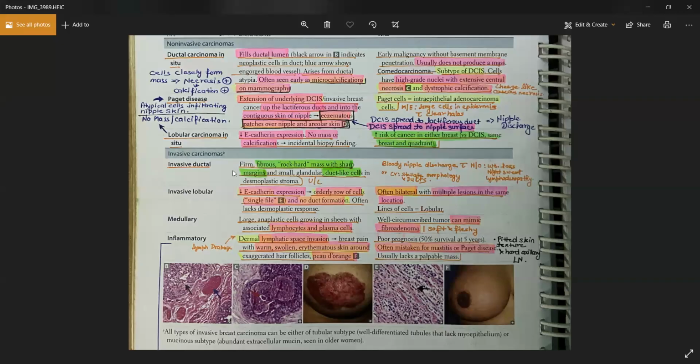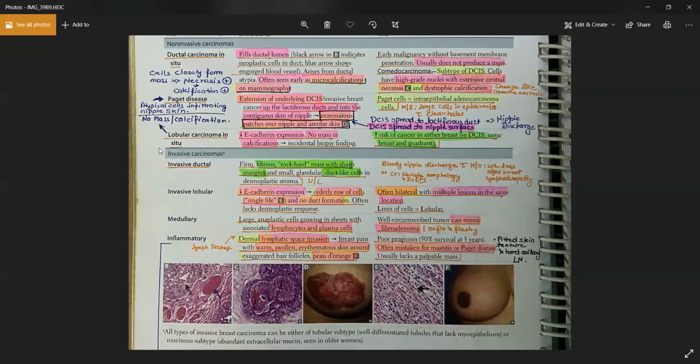Okay, so first you have the invasive ductal carcinoma. In that case, we have a fibrous rock hard mass, and this rock hard mass will have sharp margins. Now the sharp margins can also be seen in the fibroadenoma. Remember, a hard mass which is highly demarcated, sharp margins present, right? So how will you differentiate between an invasive ductal carcinoma and the fibroadenoma based on the examination?